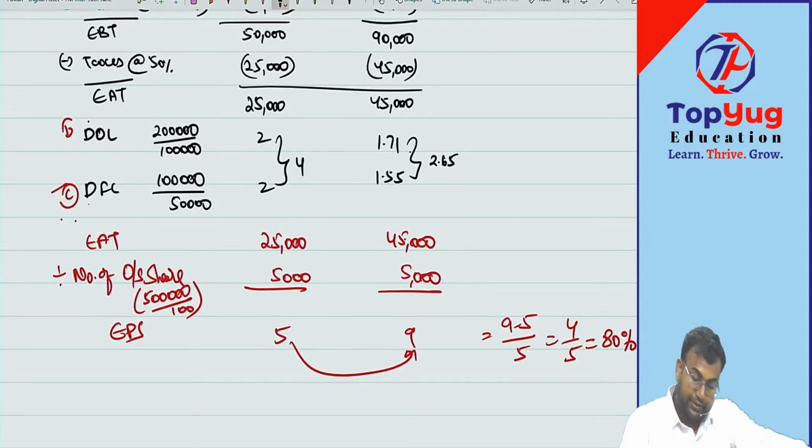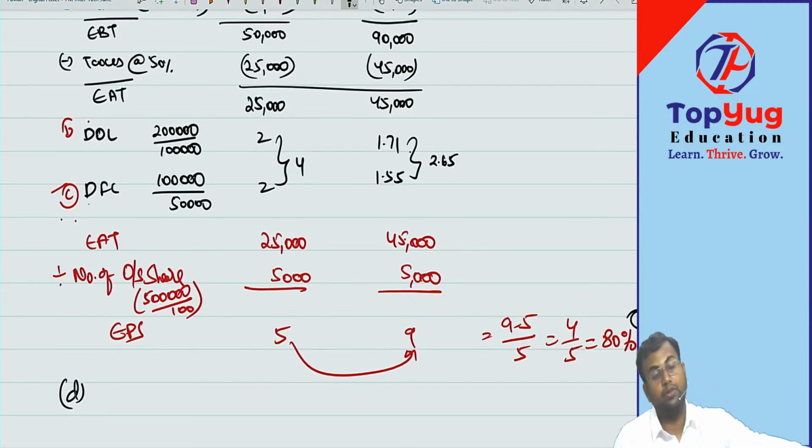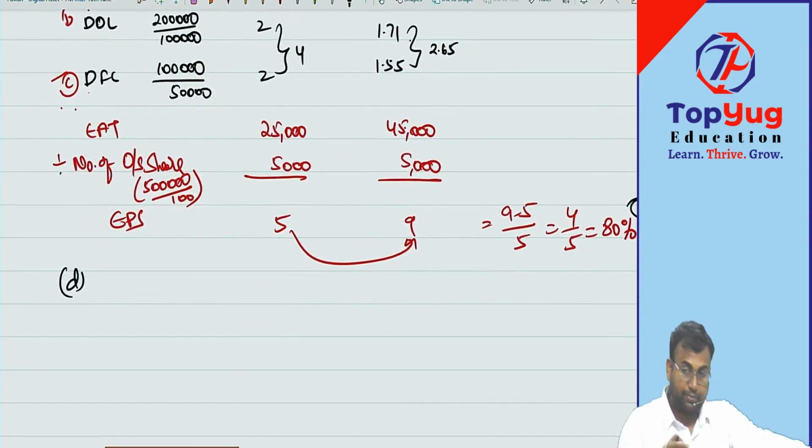This is my A bit. B bit, or the last bit, that is D bit. What does it say? Comment on the behavior of EPS, operating and financial leverage in relation to increase in sales from 50,000. What is the behavior? A small change. How much is the change?